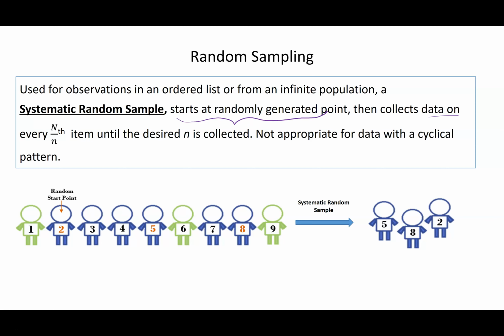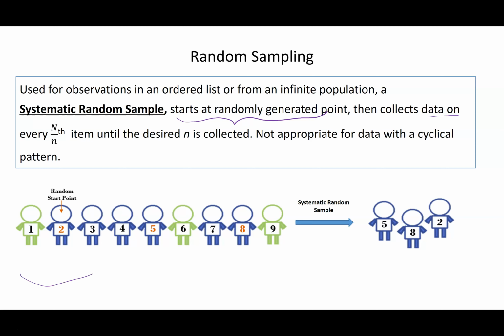So maybe I have 30,000 students at OSU. Well, I can take them into a list, and I can take every 100th student until I have a certain number, maybe 200 in my sample. So take every 100 students on that list until I have 200 in my sample.